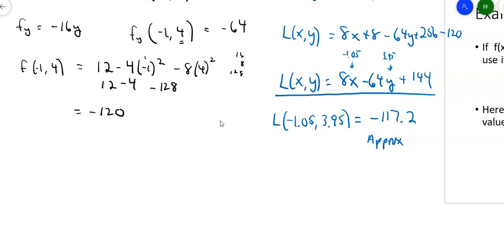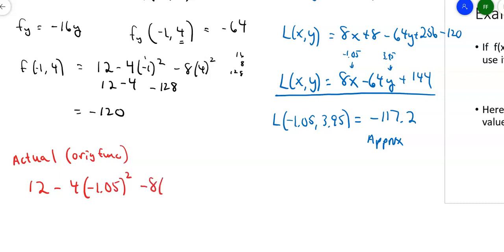Now, it turns out that I can calculate the actual value. Because I know the original function and I have all the information, it's relatively easy to calculate. The actual value is found by putting negative 1.05 and 3.95 back into the original function, right? So for the actual value, we're going to use the original function. Okay, let's do it. The original function was 12 minus 4 times x squared. Well, instead of x, I'm going to write negative 1.05. And then minus 8 times y squared. y is 3.95.